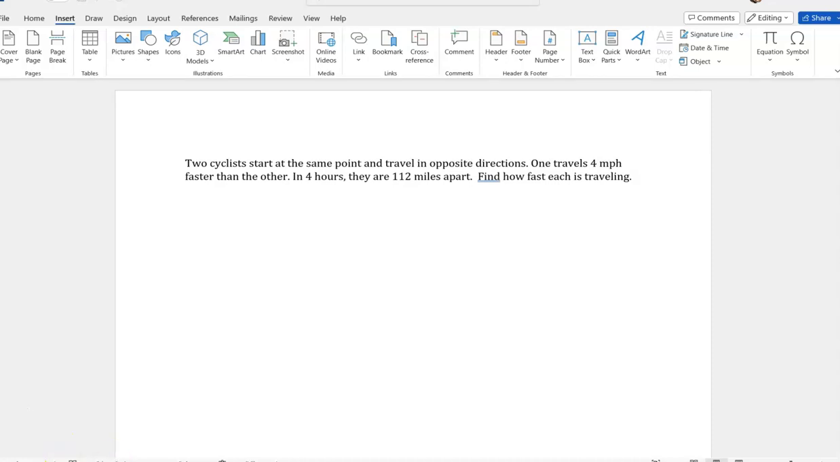We have two cyclists that start at the same point and travel in opposite directions. One travels 4 miles an hour faster than the other. In 4 hours, they are 112 miles apart. Find out how fast each is traveling.